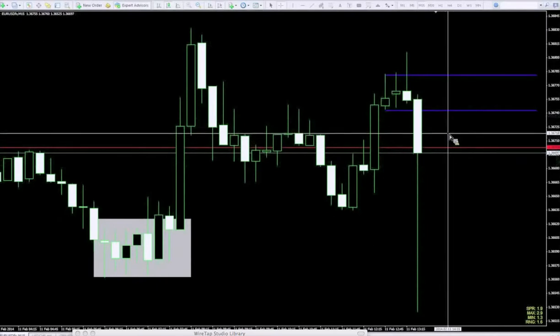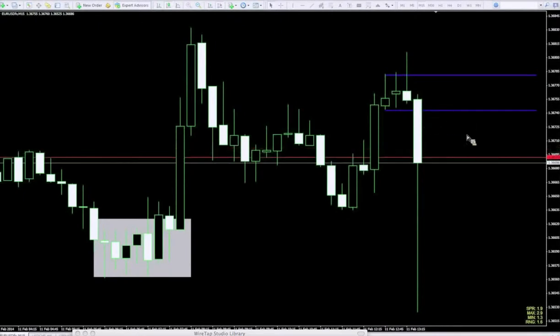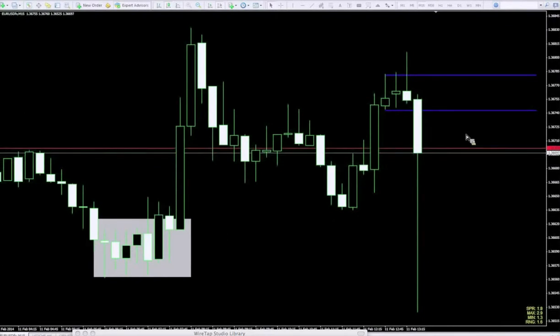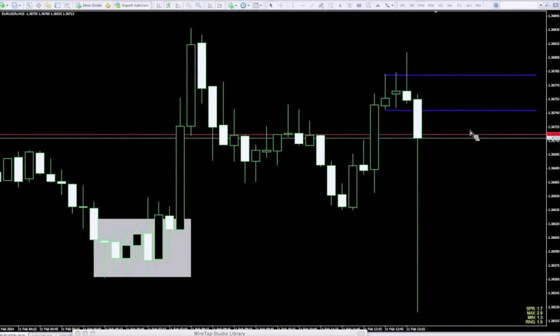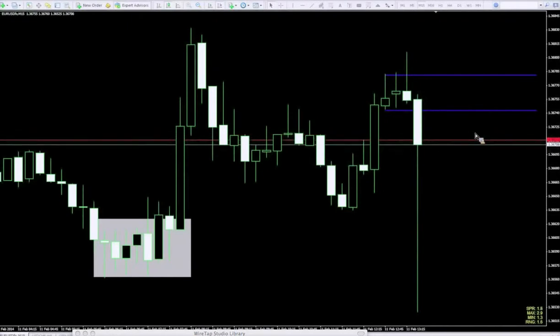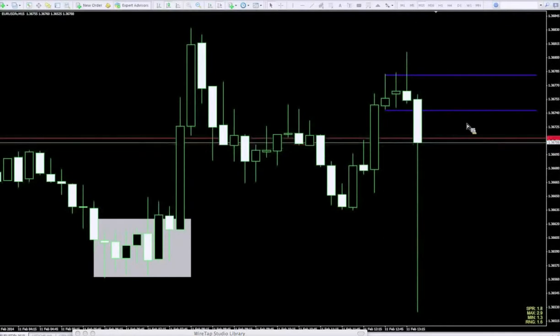All right. The aggressive entry would be to go short X number of pips below this low, even though this candle hasn't finished yet. That's a very aggressive entry. Okay. The third way we can enter this is by using what I like to call a sniper setup.